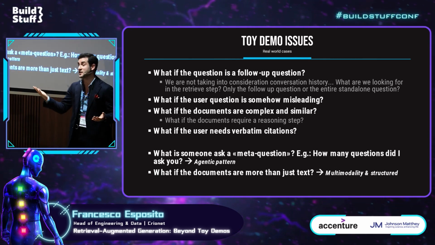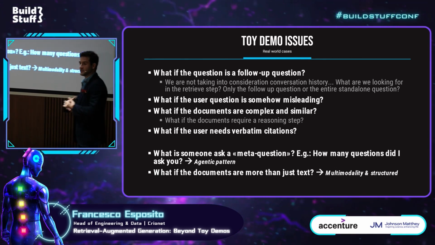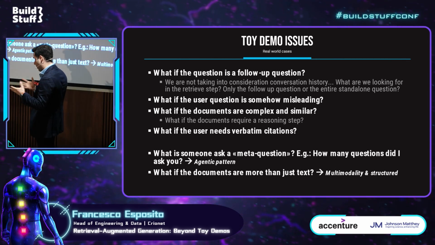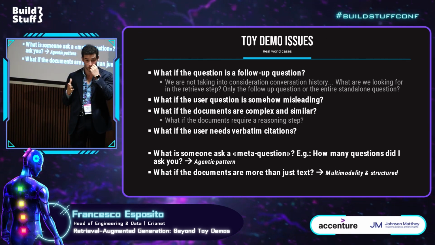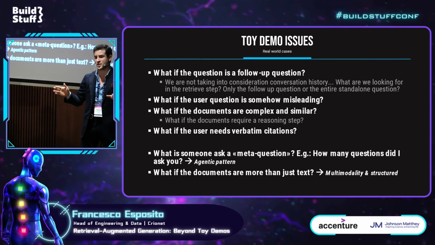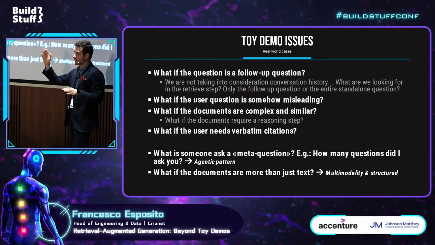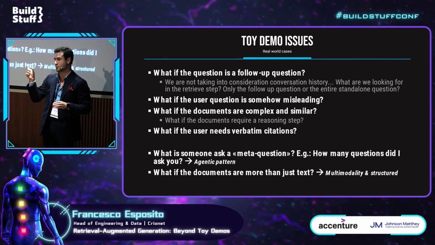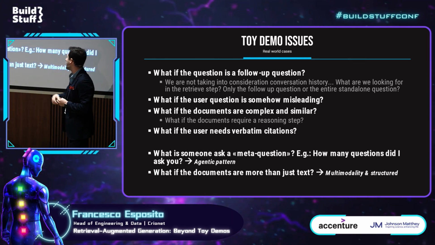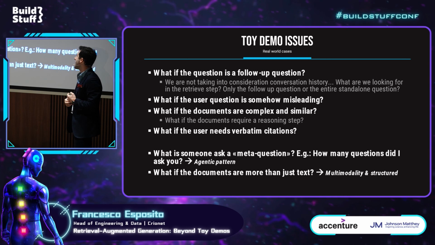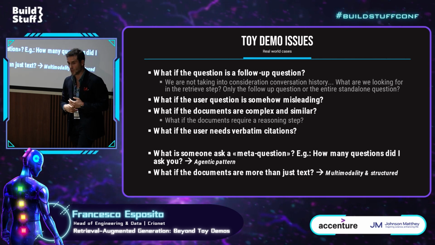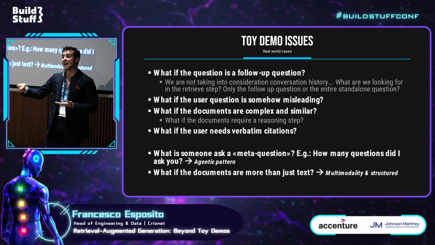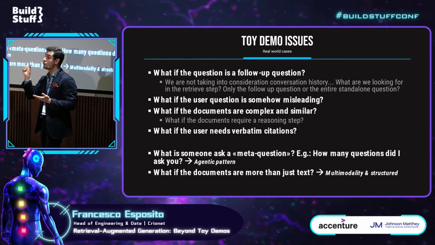Why? Well, first of all, this is the most basic point. What if the question is a follow-up question? Even considering the original prompt and putting the history inside the prompt, the entire prompt, if I am asking a follow-up question, what am I passing to the retriever? Am I passing just the user question?